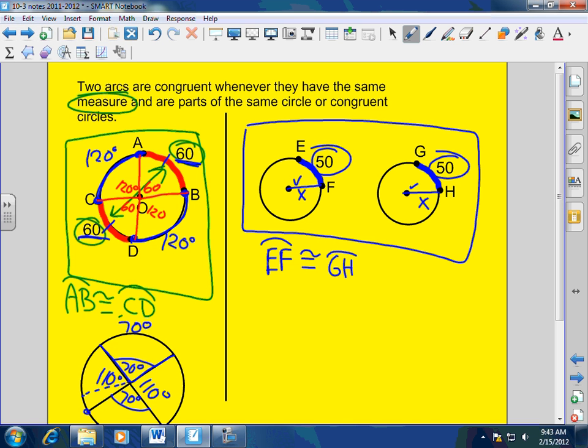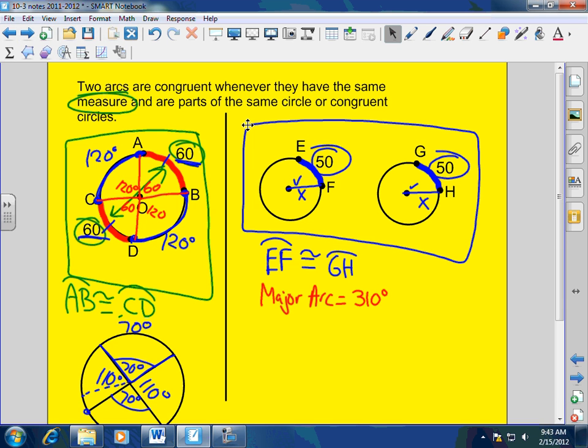And then I've got another fact for you. You may want to think about it before you ask me questions, because I am right. If the minor arc here is 50, could I now say that the major arcs of these two circles are also congruent? Absolutely. And the major arcs here would equal 310 degrees.